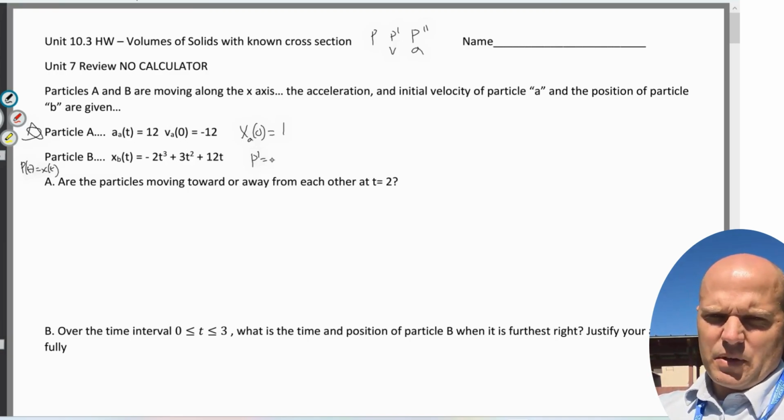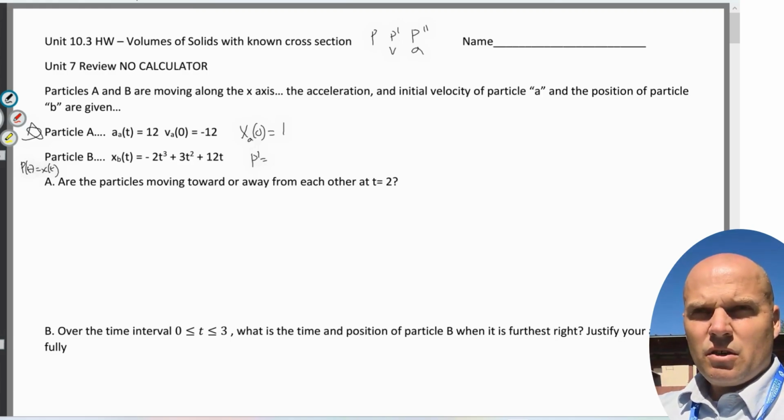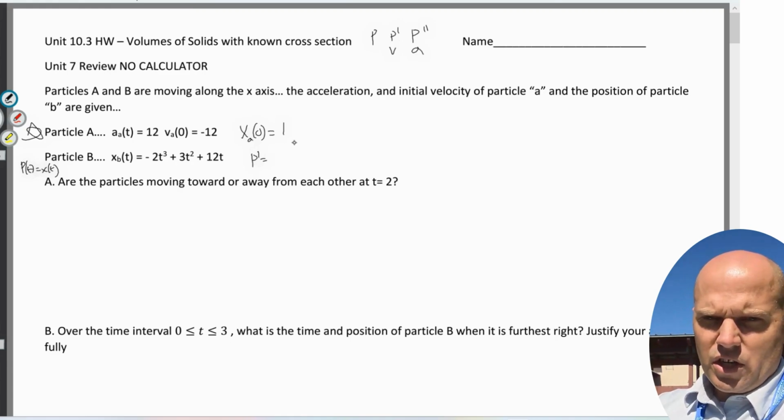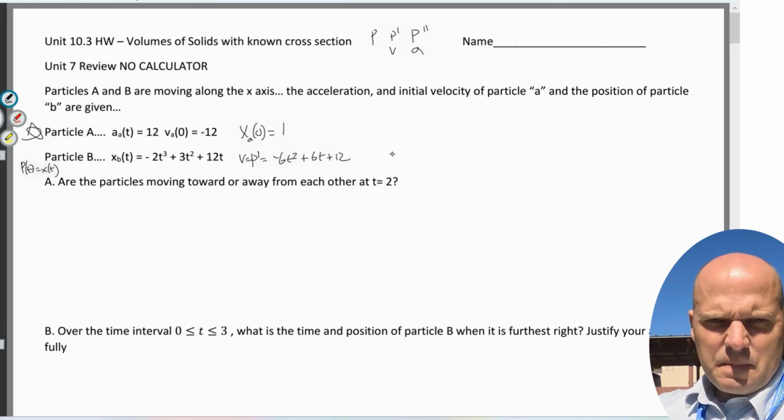in these problems, typically you need position, velocity, and acceleration: the position, the rate of change of the position, and the rate of change of the rate of change. You'll be able to then just use these equations over and over again. So there's my velocity. Here's my acceleration.